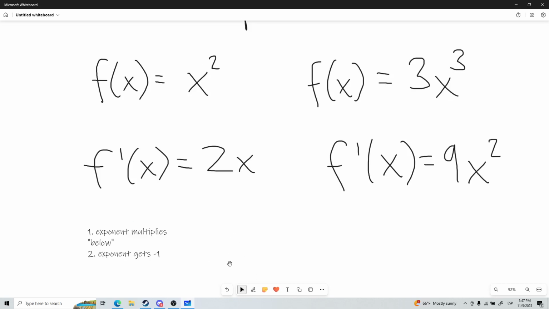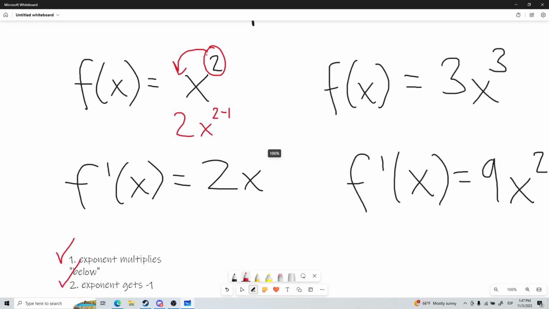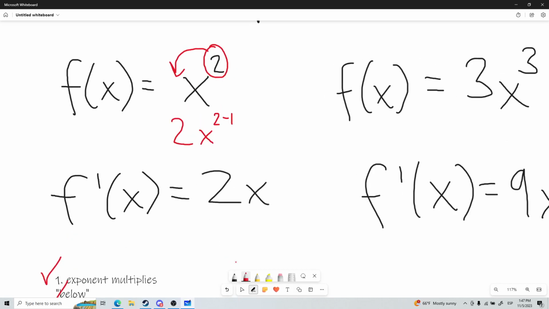So, intuitively, the exponent goes below. See? So this 2 went down below in front, so you ended up with 2x. So that's for the exponent going below. And then the exponent gets -1, that 2 minus 1. So this 2 goes right in front, multiplying. So you have 2x to the power of 2 minus 1. 2 minus 1 is just 1. Out of convenience, you don't write it. You end up with just 2x.